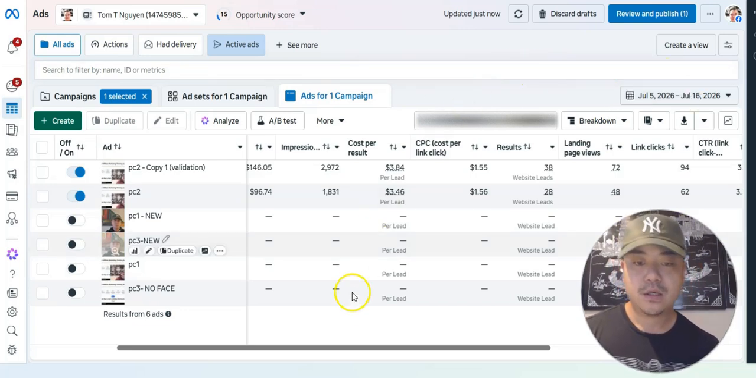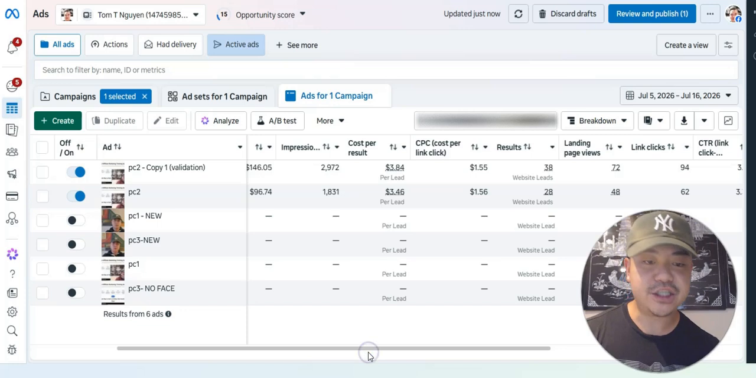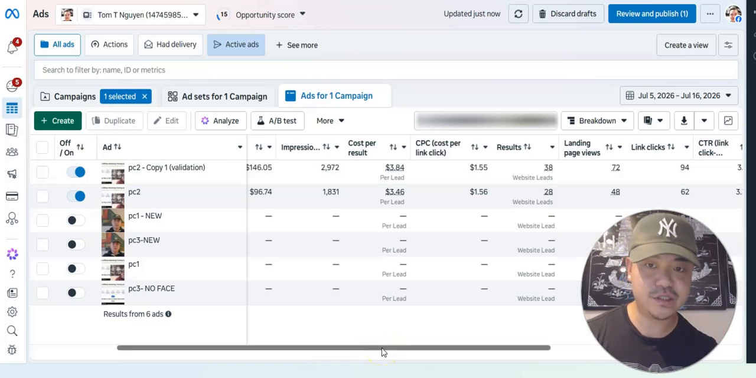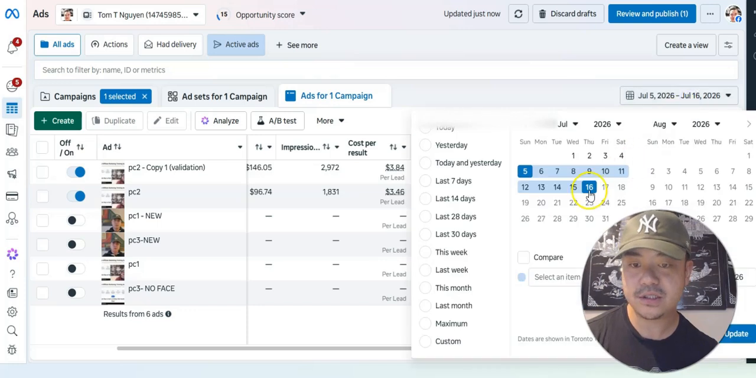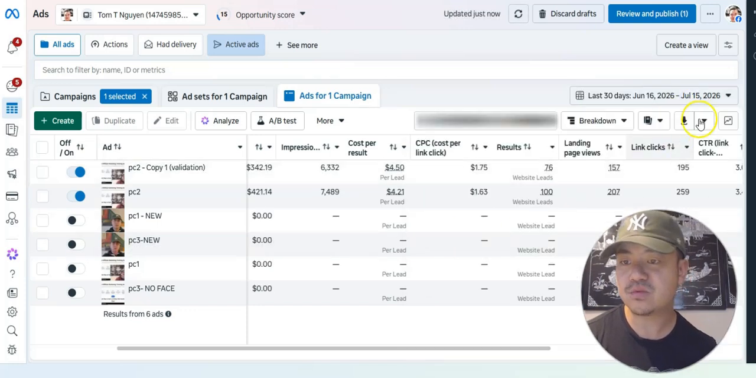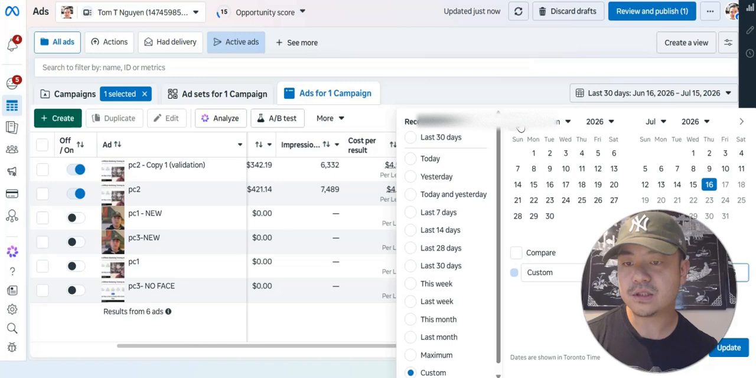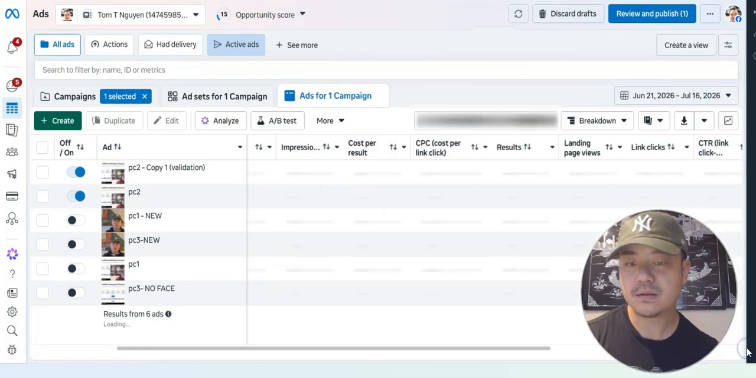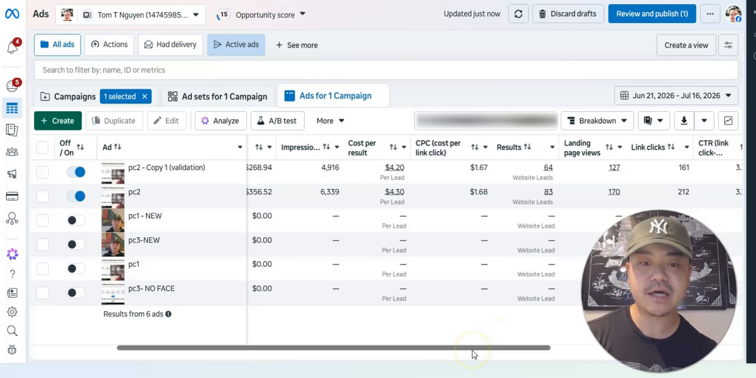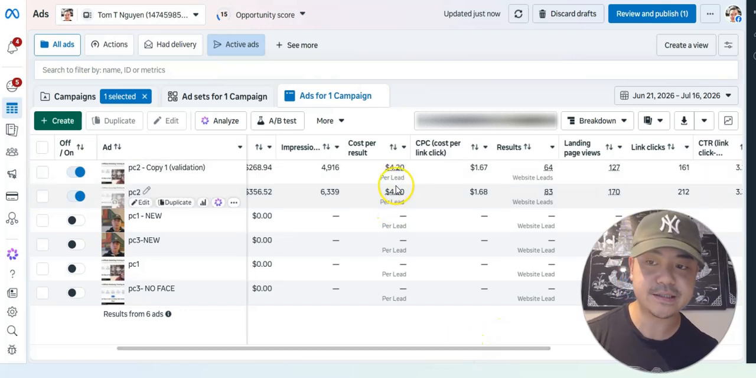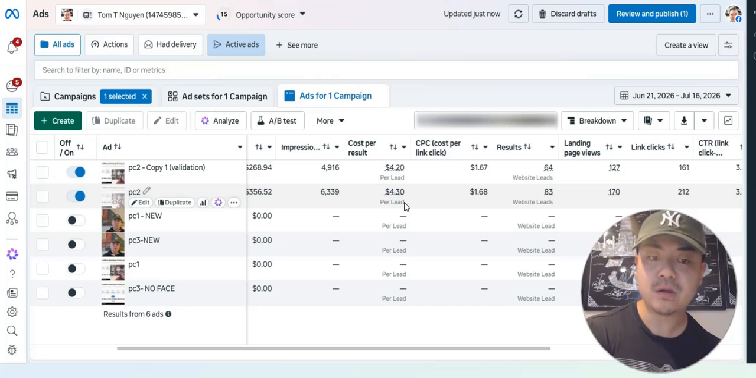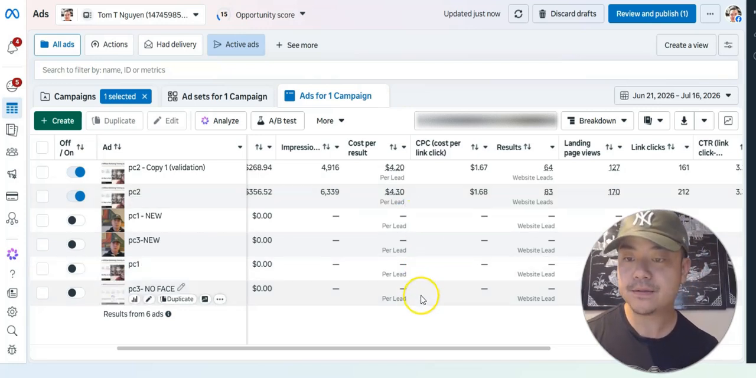Okay. So you guys can see that the data changed from 7 days towards 2 weeks. So now let's change this towards last 30 days. Okay, so this is within the last 30 days, right? Let's put it as 3 weeks, so you guys can see the data change, right? So now you can see it's still at $4.20, right? And $4.30. Because this is below $5, I'm still going to let this run, okay?